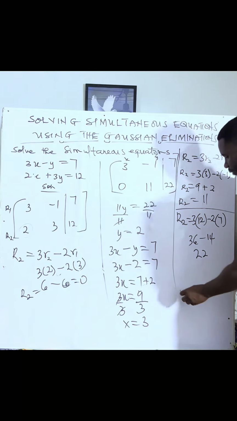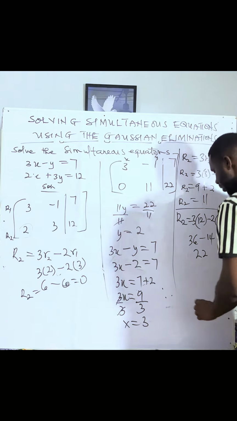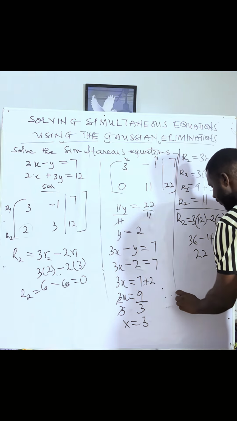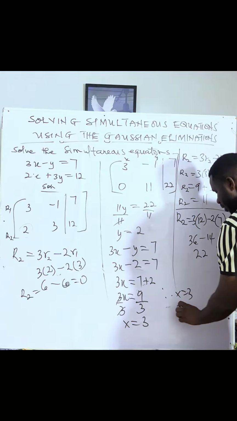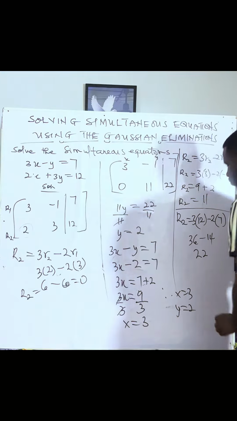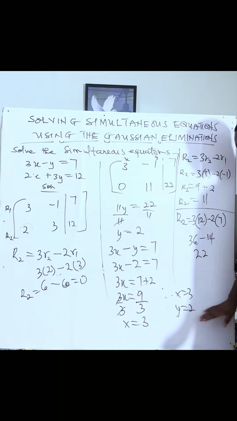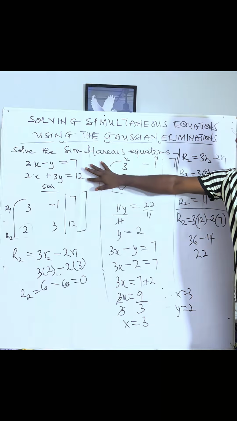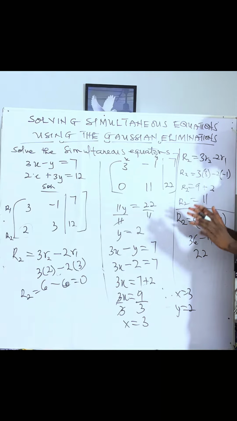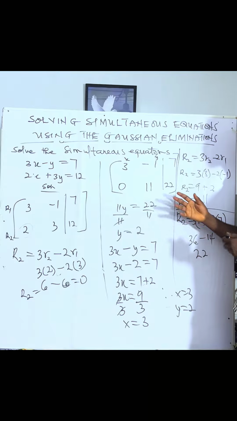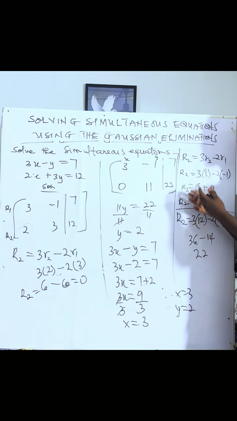So now the value of x is equal to 3 and y is equal to 2. So using Gaussian elimination, this is our final answer for the simultaneous equations. That's a very simple way of solving simultaneous equations. Follow, and let's learn more about this Gaussian elimination.